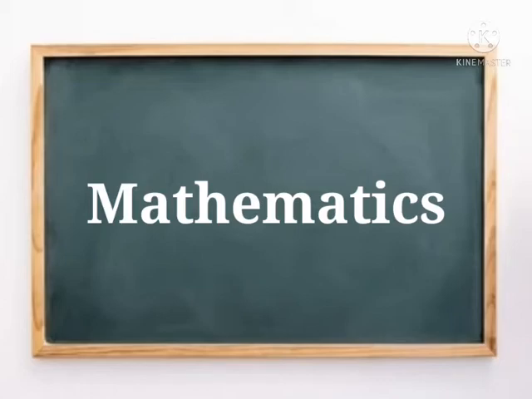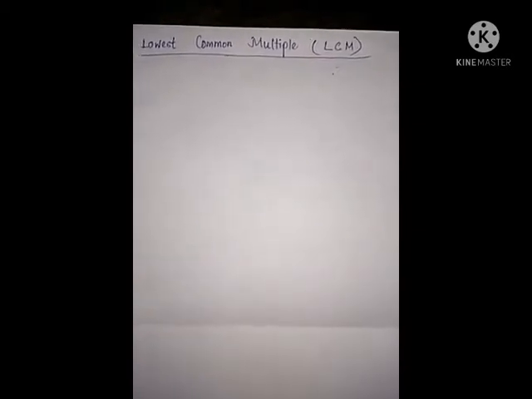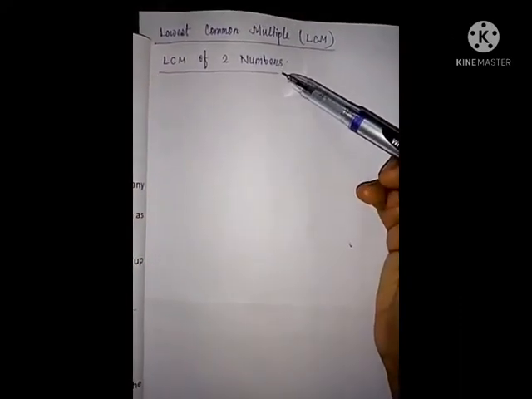Today we will discuss lowest common multiple, LCM. We will discuss how to find out the LCM of numbers. First, see how we can find the LCM of two numbers. Let us find the LCM of two numbers. So let's take examples.